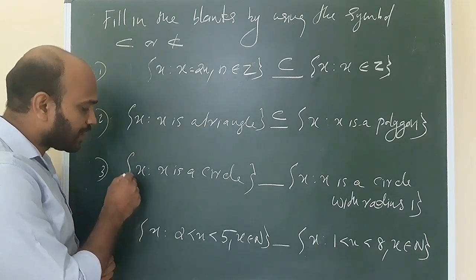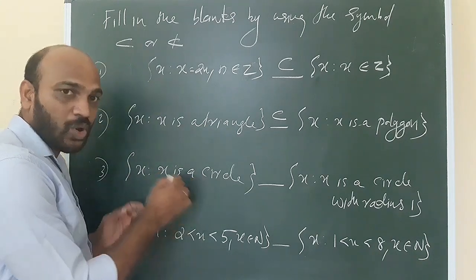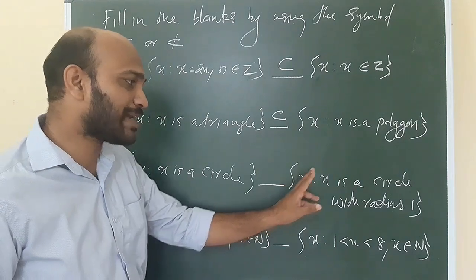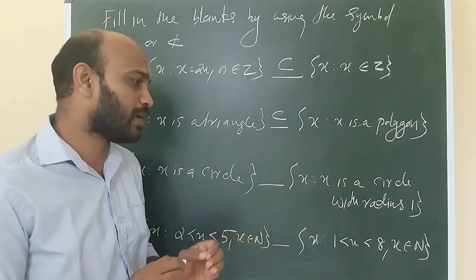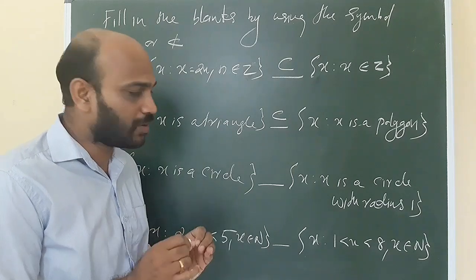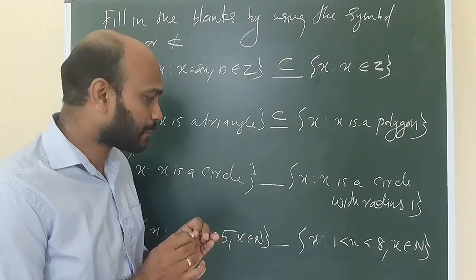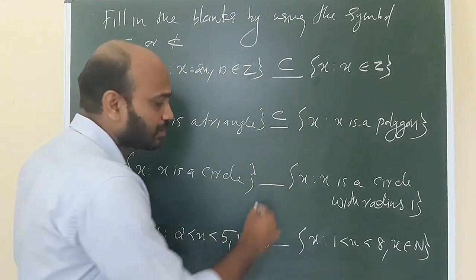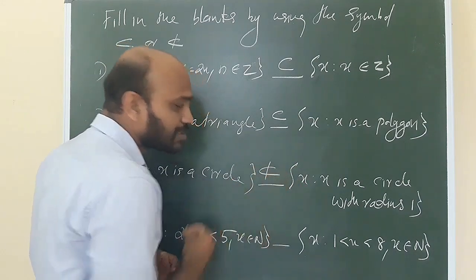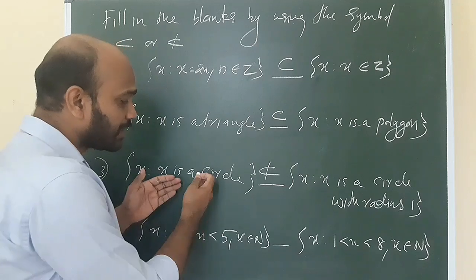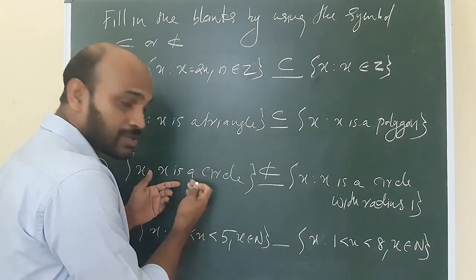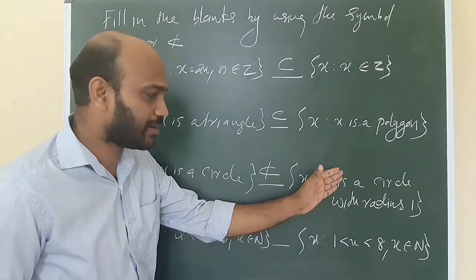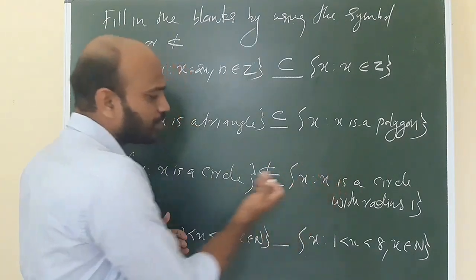Third question: the set of all x such that x is a circle, means all kinds of circles. Okay. Now the right hand side is the set of all x such that x is a circle with radius 1, a particular type of circle only, radius 1. Is the left hand side a subset of the right hand side or not? The left hand side is not a subset of the right hand side because it contains all kinds of circles. Suppose a circle with radius 2 is not there in the right hand side. Actually the right hand side is a subset of the left hand side.